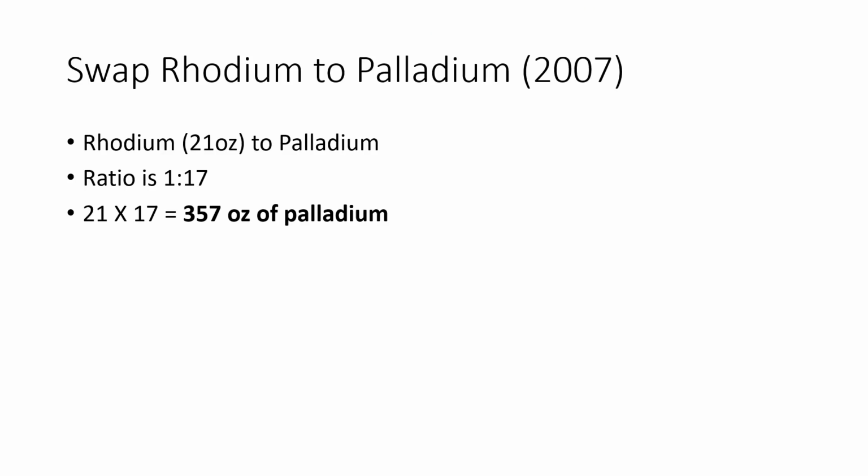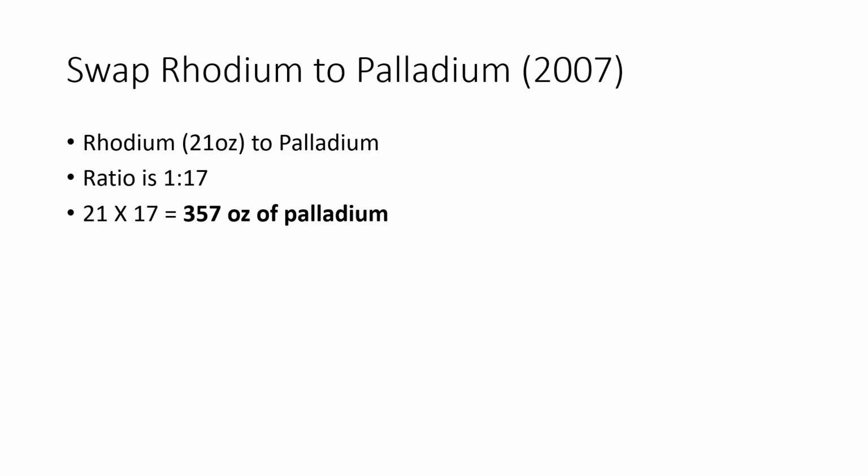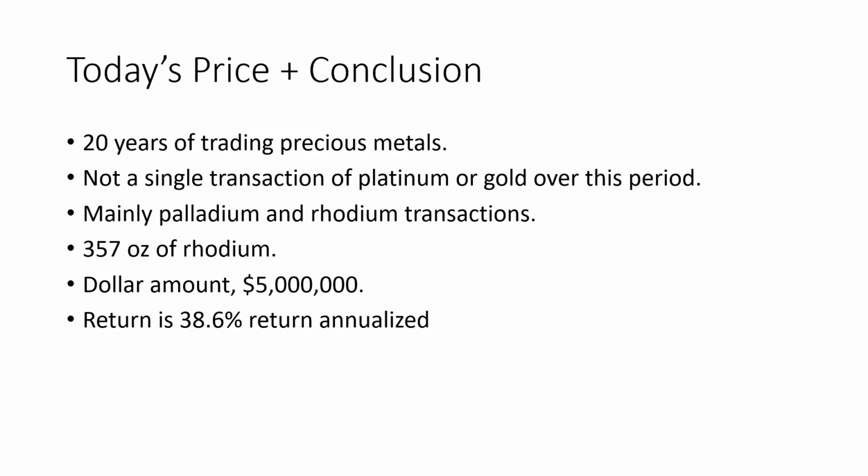If you were to go back, we had 21 ounces of rhodium back here. But since we swapped our rhodium for palladium, and palladium did very well, we swap it back to rhodium, we now have 357 ounces of rhodium. That is an incredible increase in your ounces of ownership. Now, let's see what this is price-wise.